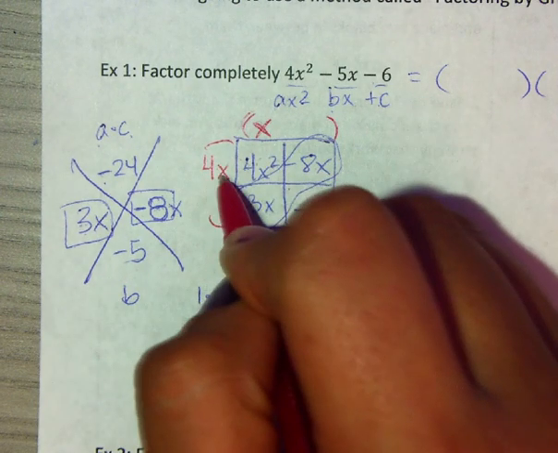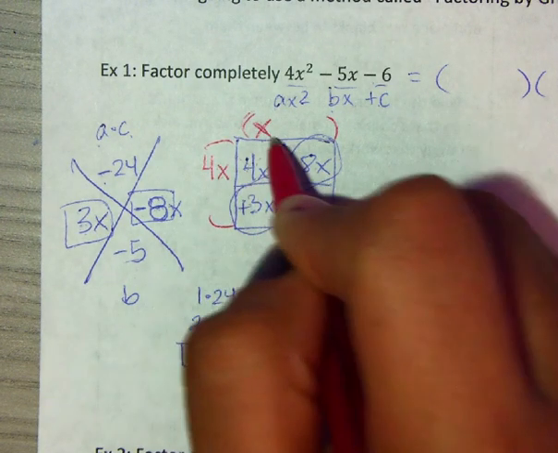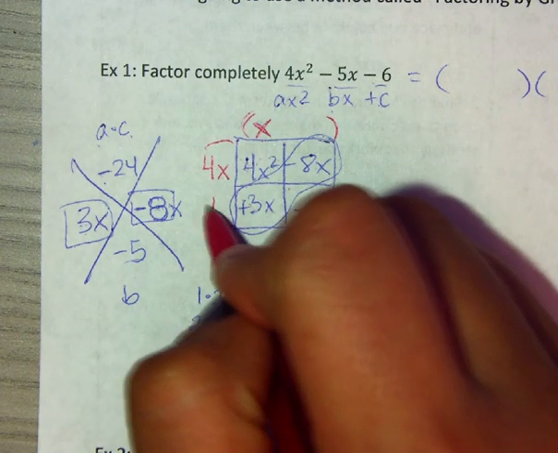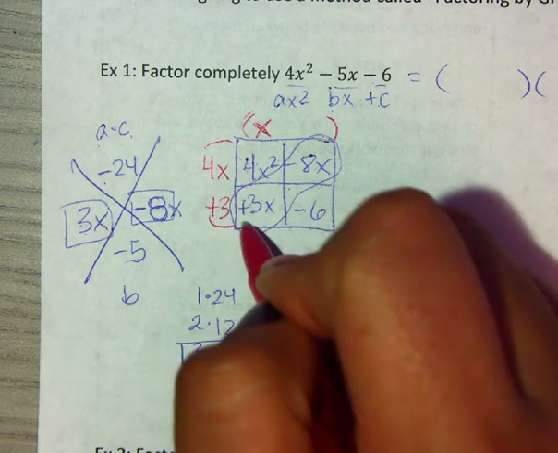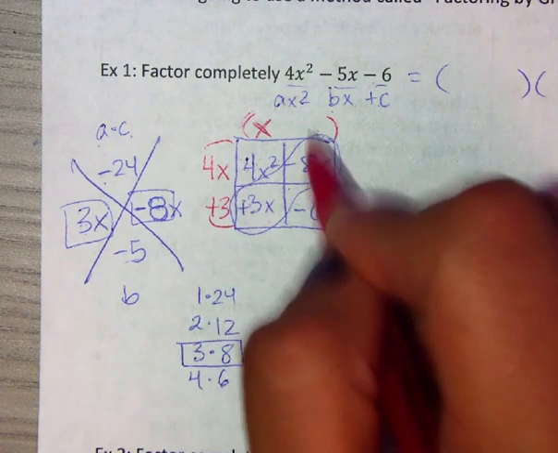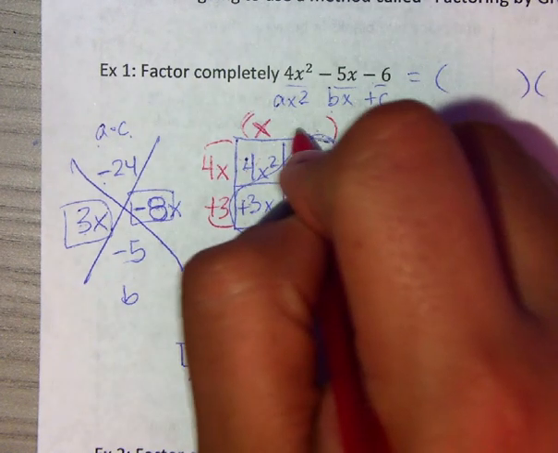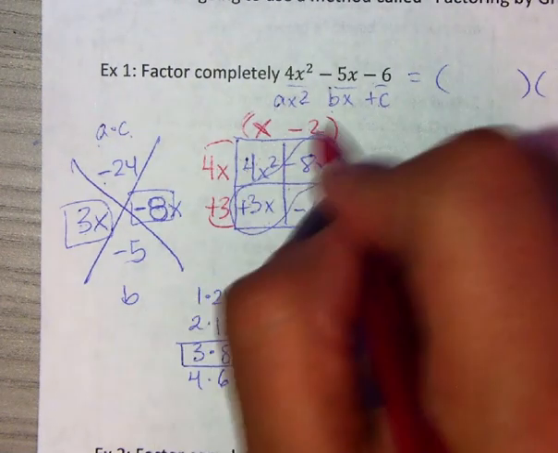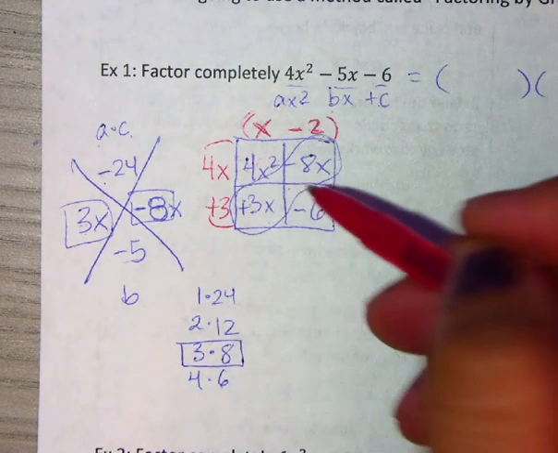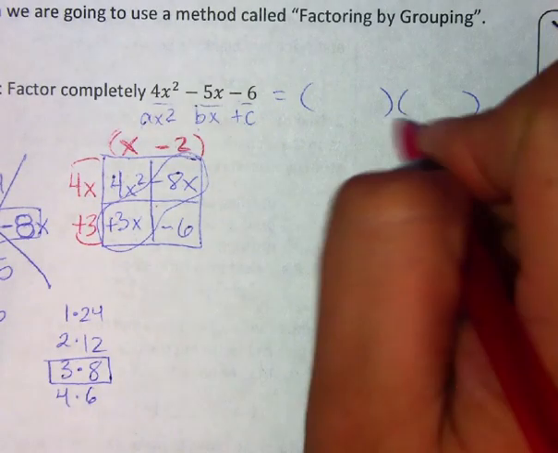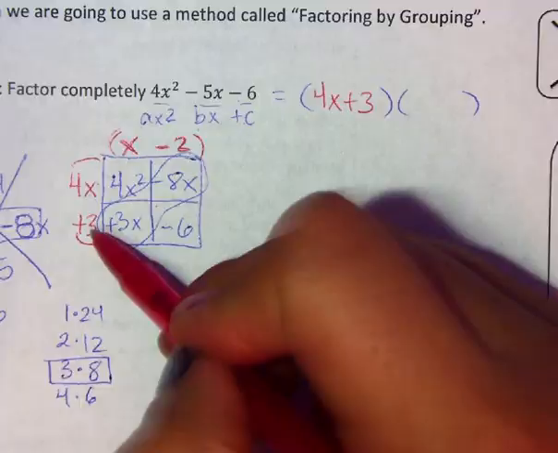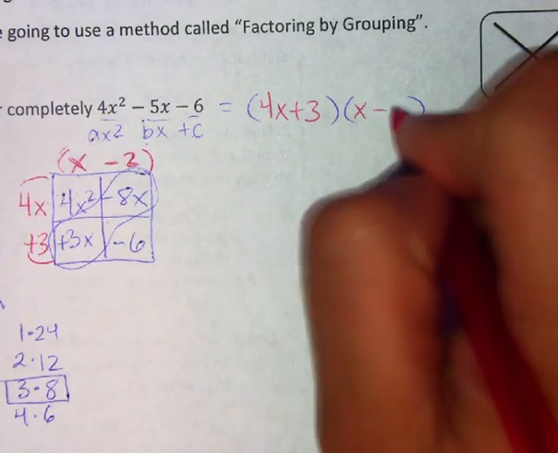X times 4x gives you 4x squared. And then now ask yourself, x times what gives me 3x? So that's a positive 3. X times 3 is 3x. At the top right over here, 4x times what gives you negative 8x? So that's negative 2. 4x times negative 2 gives you negative 8x. So in red, I'm representing what the factors are for this example. It's going to be 4x plus 3, which is found right here. And then the other one is x minus 2.